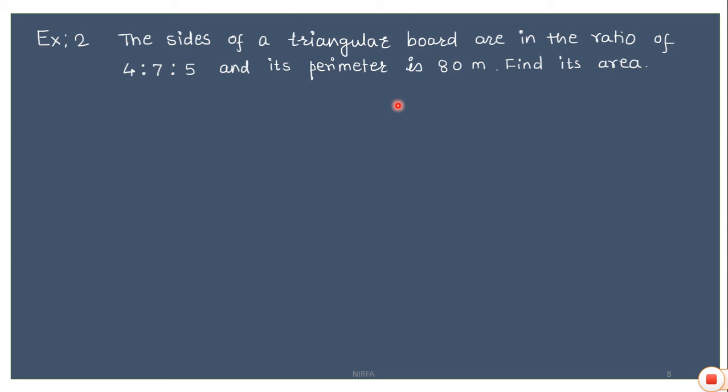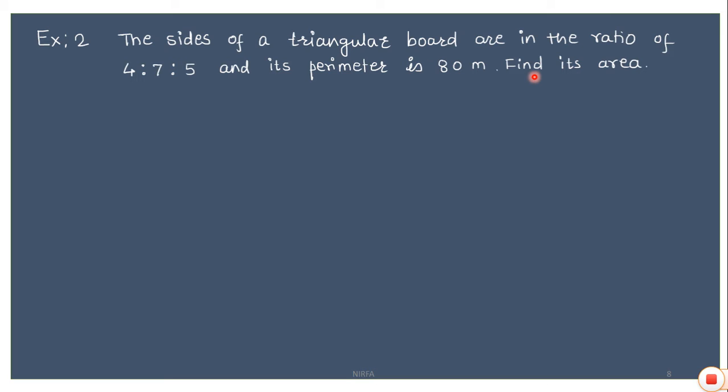Second example: the sides of a triangular board are in the ratio of 4:7:5 and its perimeter is 80 meters. Find its area. Here perimeter is given and area is asked, so we decided to use Heron's formula. Now we only need the sides.